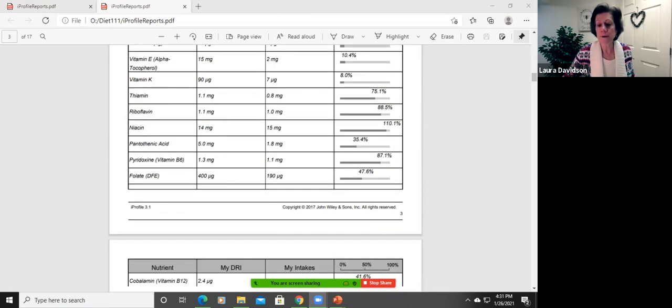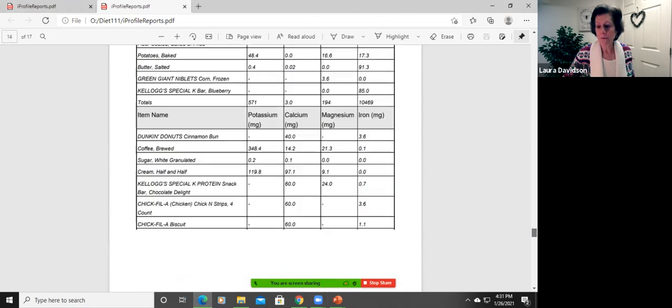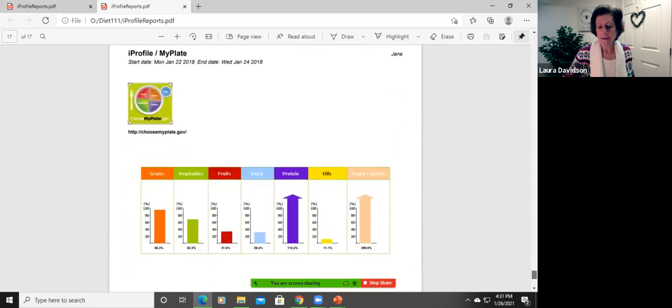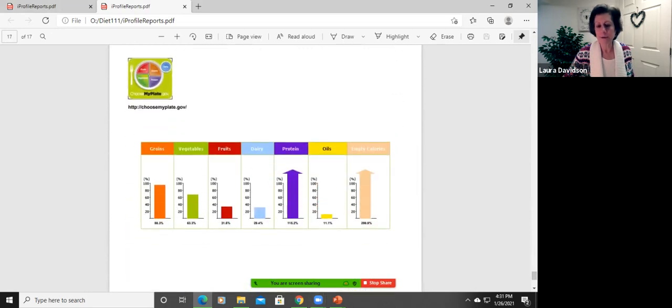Now, for the very first assignment, you're going to use only one report from this file, and that's all the way down here. It's the very last report if you saved it according to the directions, and it has Jane as being very low, if 100 is the goal, in fruits and dairy and oils, and look at empty calories, very high in empty calories. So any questions about that?